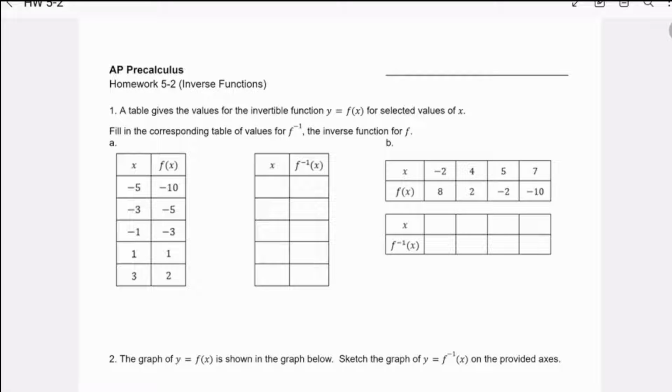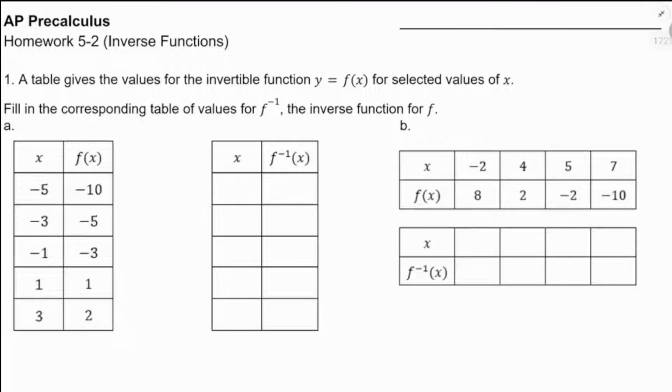In this video, I'm going to be working AP Pre-Cal Homework 5.2, which is all about inverse functions. And the first problems are kind of just working with a table of values for f and f inverse. What we need to do is just swap the columns, basically. I'm going to take the output values and make them my input values.